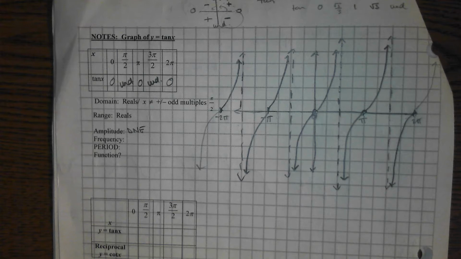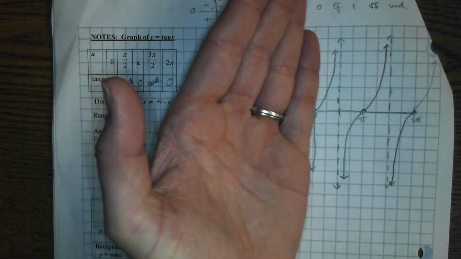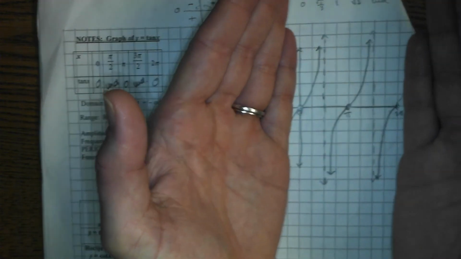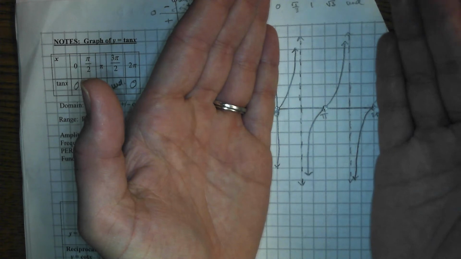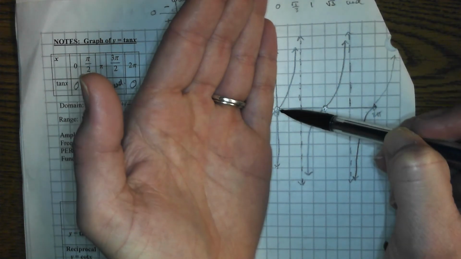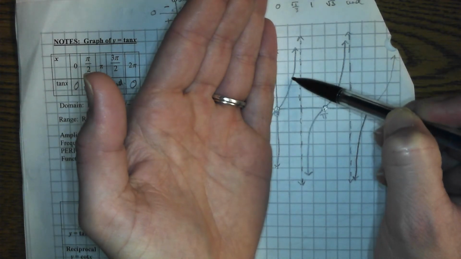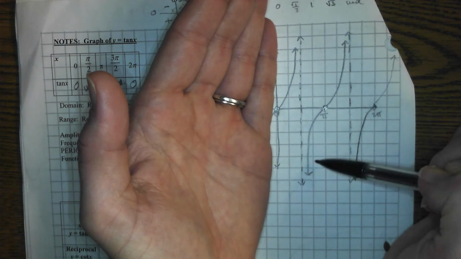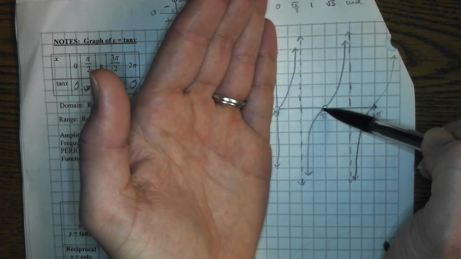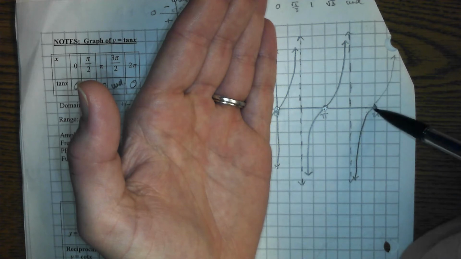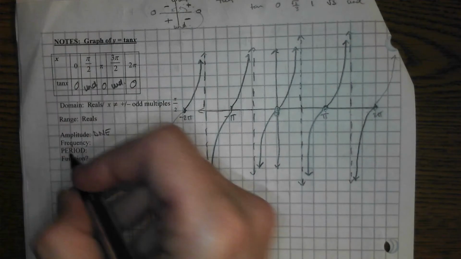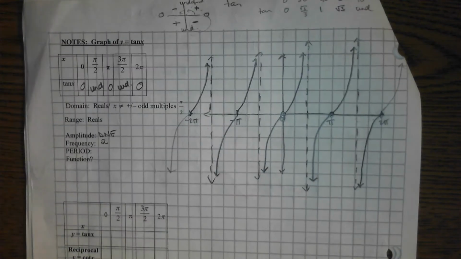Your frequency is the same thing. It's still the number of cycles you get between 0 and 2 pi. So if that's 0 and that's 2 pi, how many cycles fit in there? 2. Again, it starts at a weird spot, but it's starting at 0 going up, and then coming up to 0, that's 1 cycle. Starting at 0 and going up, and then starting down here and coming up to 0, that's a 2nd cycle. So the frequency is actually 2.